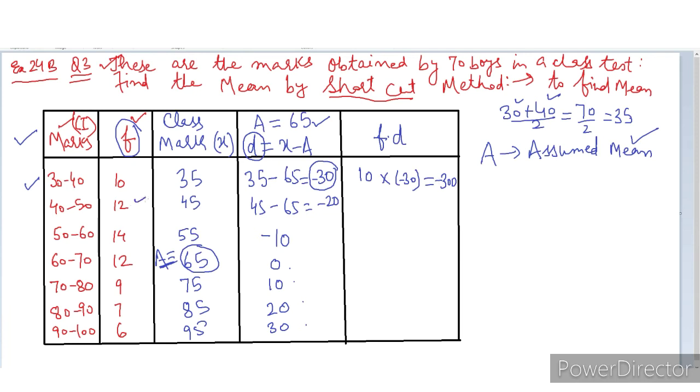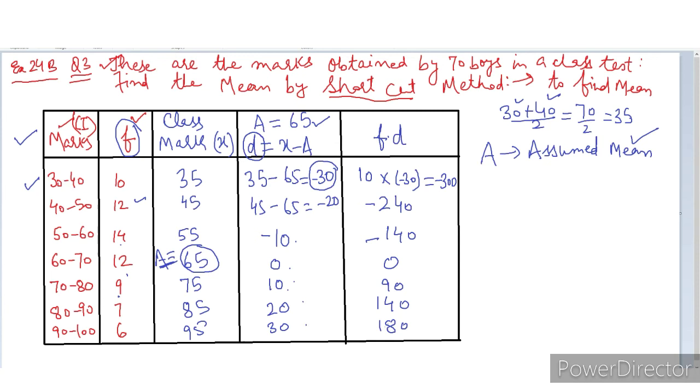Next will be 12 multiplied by minus 20, so it will be minus 240, right? Next would be 14 multiplied by minus 10, minus 140. Then, students, 12 multiplied by 0 will be 0. 9 multiplied by 10 will be simply 90. 7 multiplied by 20 will be 140, and 30 multiplied by 6 will be your 180, right? So students, see very carefully, only this many columns we have to add.